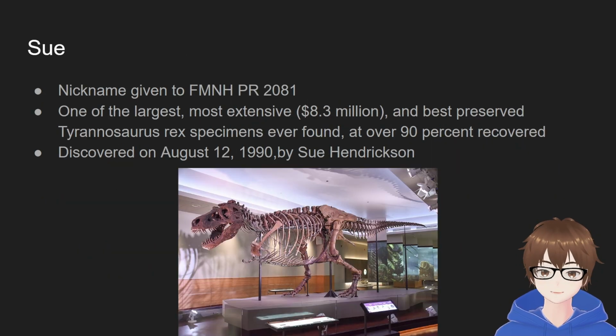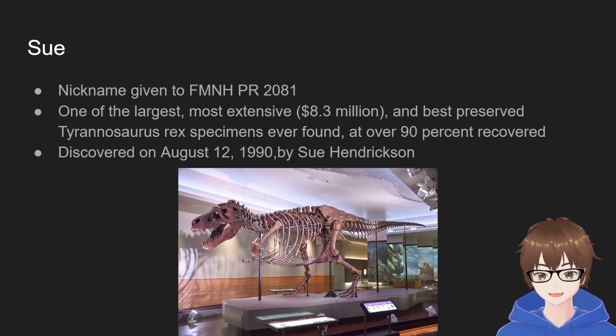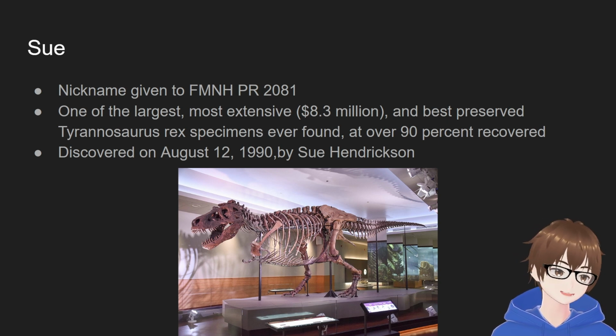And why would I not, when I talk about T-Rex, talk about Sue? So Sue is given the catalog number FMNH PR 2081. And it's one of the largest and most expensive and best well-preserved Tyrannosaurus rex specimens ever found, at over 90% recovered. So it's a very important specimen, I guess you could say.